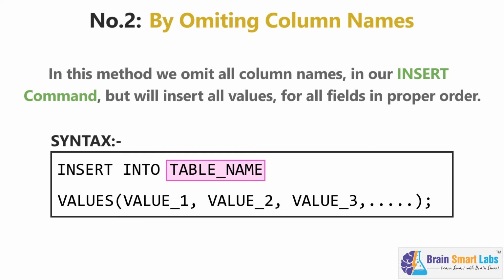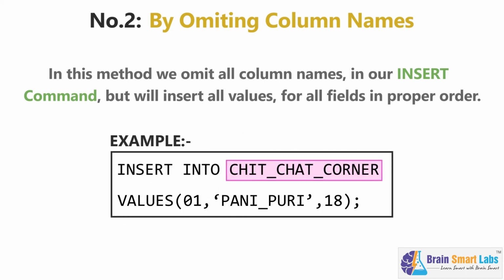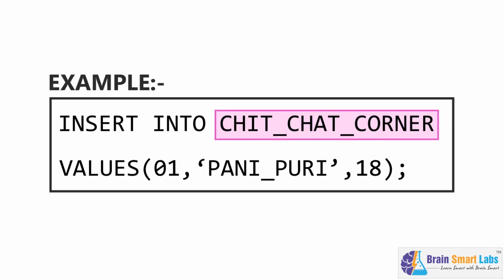If you take a look at this example for the following way of insertion, we have used the command insert into chitchat corner in the first line, and in the next line we have written the values keyword followed by the data to be inserted present in a proper order. Please note the order of values which are being inserted is defined in the declaration of our table chitchat corner.